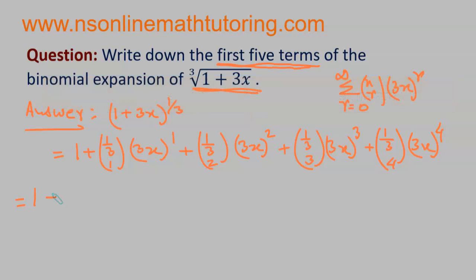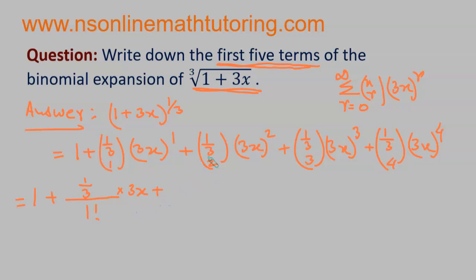So 1 plus, now what is the value of 1/3 C1? Since r is equal to 1, the denominator will be equal to 1 factorial. And since r is equal to 1, there will be a single factor in the numerator which will be equal to n. n is equal to 1/3. So 1/3, and this is multiplied by 3x. 3x raised to the power of 1 is 3x.